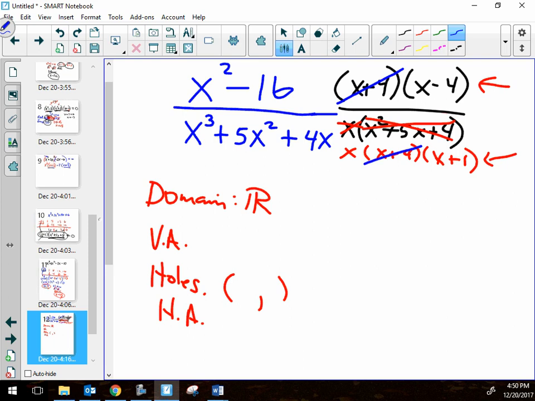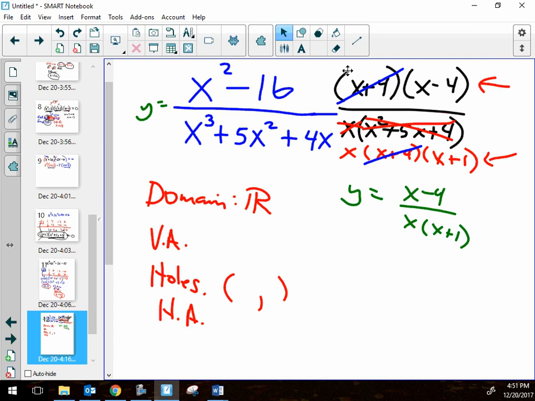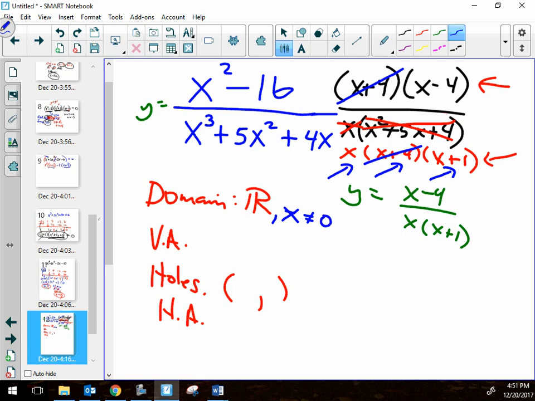All right. Now I'm going to summarize what I have left. I call it the resulting function. The resulting function here is y equals x minus 4 on top, and on the bottom, x times x plus 1. Okay, now the domain. Domain is all real numbers except x cannot equal these 3 things, the 3 things that would make the bottom 0. x cannot equal 0, x cannot equal -4, and x cannot equal -1.